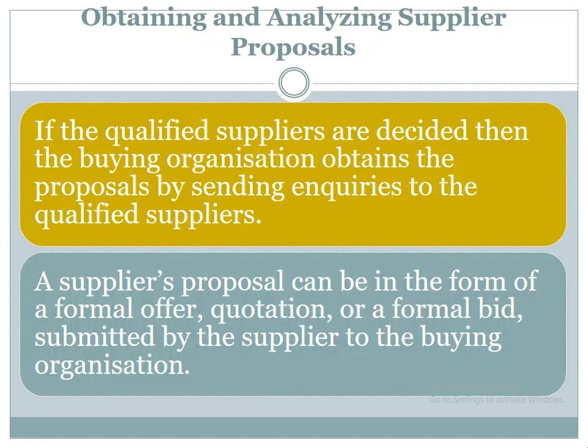Fifth stage is obtaining and analyzing the supplier proposals. If the qualified suppliers are decided, then the buying organization obtains the proposal by sending inquiries to the qualified suppliers. A supplier's proposal can be in the form of a formal letter or formal offer, maybe a quotation or a formal bid submitted by the supplier to the buying organization.